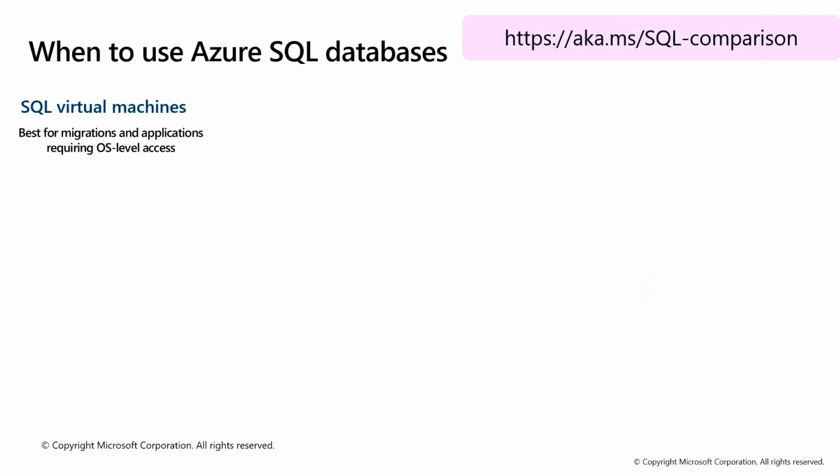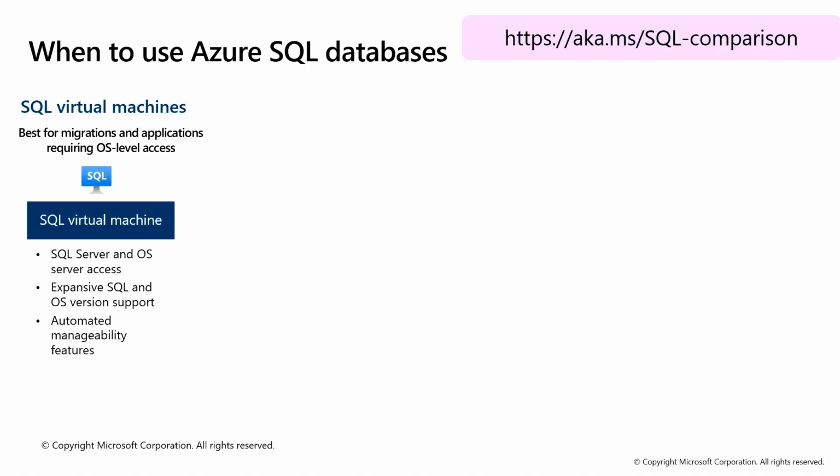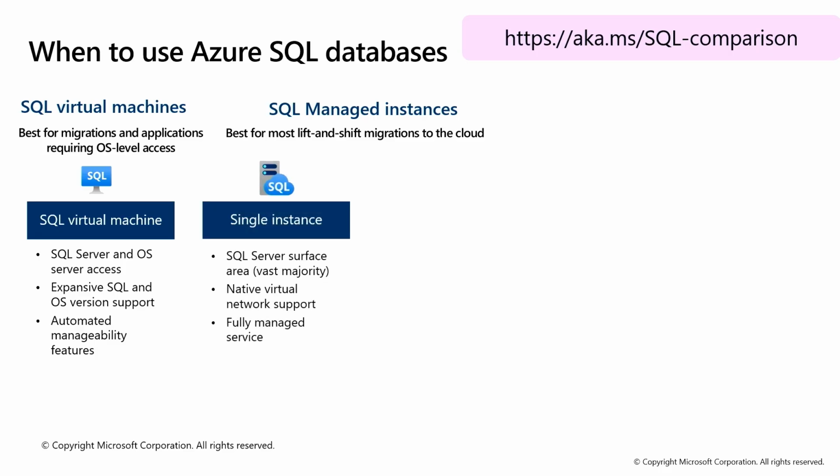We can work with SQL VMs. Those provide us 100% compatibility and control. They are best for lift and shift migration for applications requiring OS-level access. We can modernize our workloads and migrate into SQL managed instance. This is a platform-native scenario, allowing us VNet integration. It is great for most lift and shift operations where we want compatibility without virtual machine management.